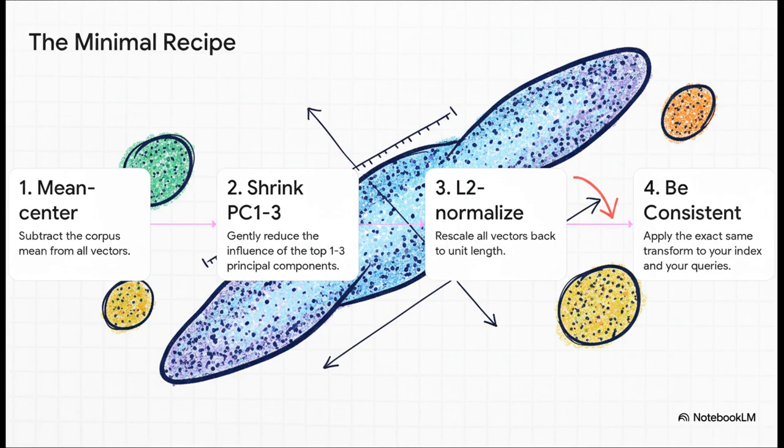So if you decide you do need that boost, here's a safe, minimal recipe to get you started. First, mean center your entire collection of vectors. Second, gently shrink. And notice I said shrink, not completely remove, the influence of the top 1 to 3 principal components. Third, L2 normalize, which is just a fancy way of saying rescale all your vectors so they have the same length. And finally, and this is absolutely the most crucial part, you have to be consistent. Whatever you do to your stored data, you have to apply the exact same transformation to your queries.